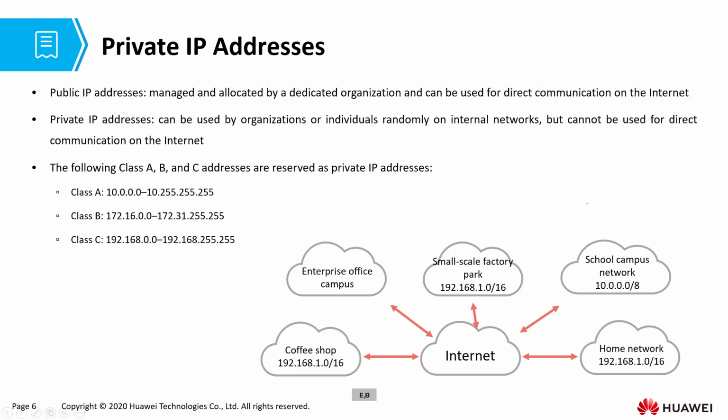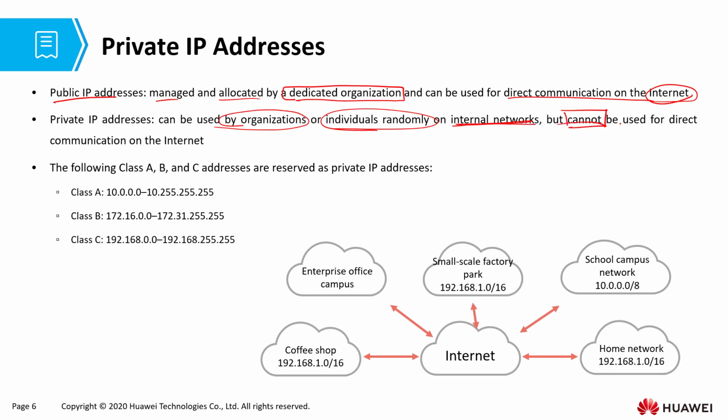So what are public addresses? Public addresses are addresses that are managed and allocated by a dedicated organization and can be used for direct communication over the internet. Private IP addresses, on the other hand, can be used by organizations or individuals randomly on their own internal networks. They cannot be used for direct communication on the internet.